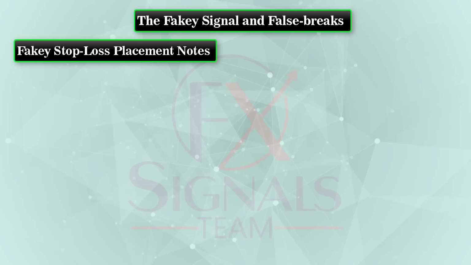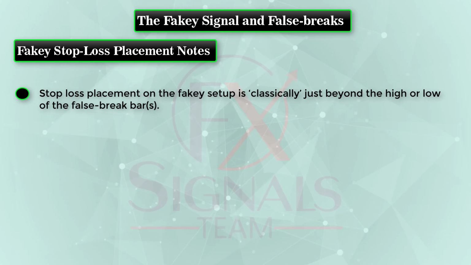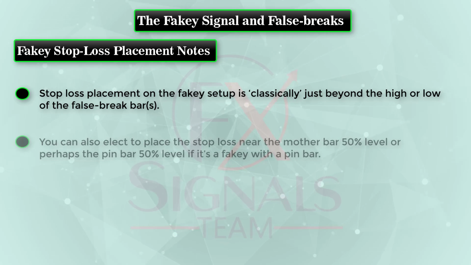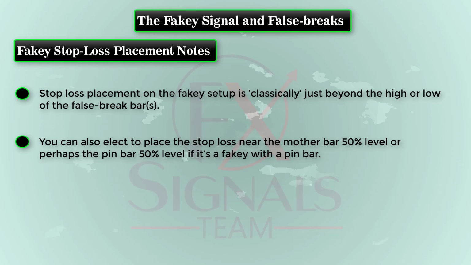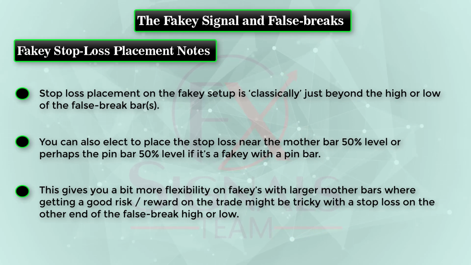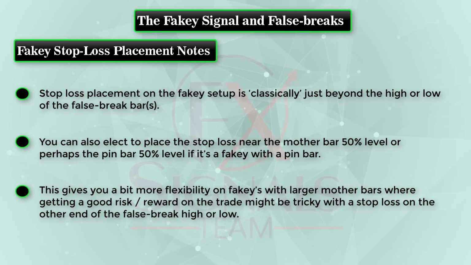Fakey stop-loss placement notes. Stop-loss placement on the Fakey setup is classically just beyond the high or low of the false break bars. You can also elect to place the stop-loss near the mother bar 50% level, or perhaps the pin bar 50% level if it's a Fakey with a pin bar. This gives you a bit more flexibility on Fakies with larger mother bars, where getting a good risk over reward on the trade might be tricky with a stop loss on the other end of the false break high or low.